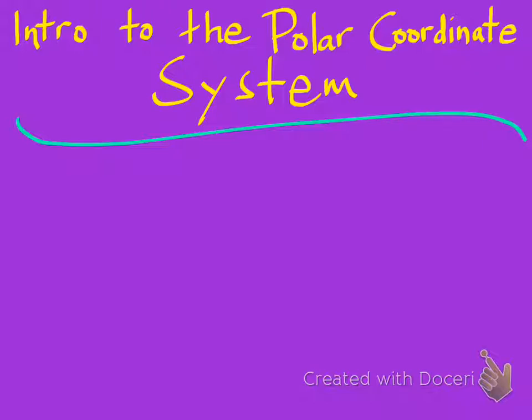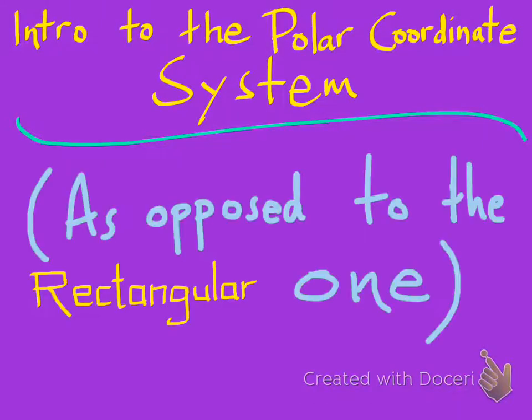This video will be an introduction to the polar coordinate system, as opposed to the one you're more familiar with, which we call the rectangular one, although you may not have ever seen that name because there was no need to really name it. It's just our XY axis. It's called a rectangular coordinate system. We are going to study a polar coordinate system.